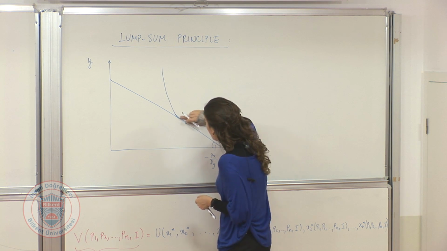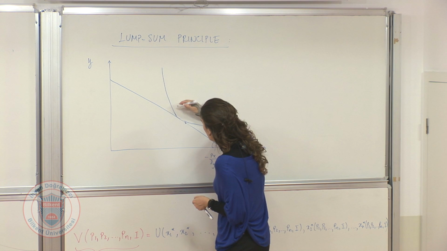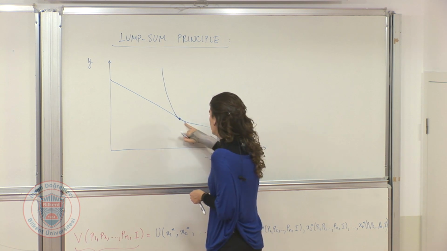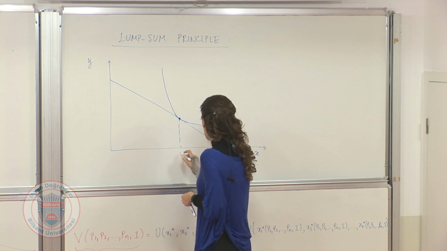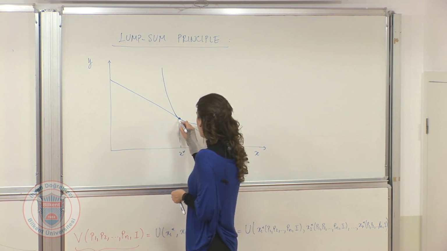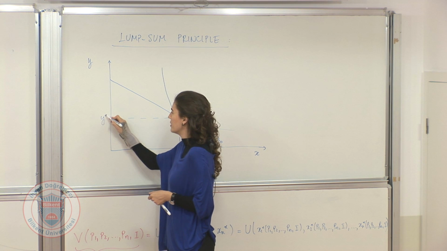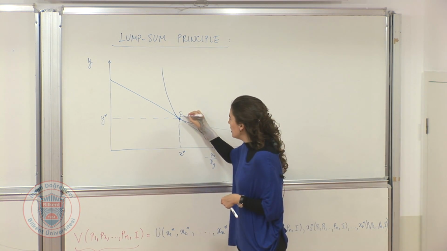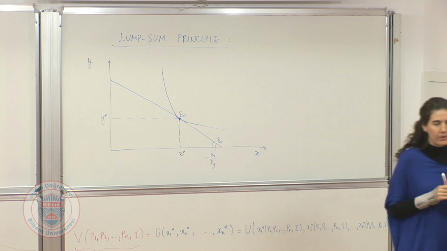So suppose this is the initial optimal bundle, somewhere here. I'm going to call this X star, and I'm going to call this Y star. Let me call this first initial case E0.